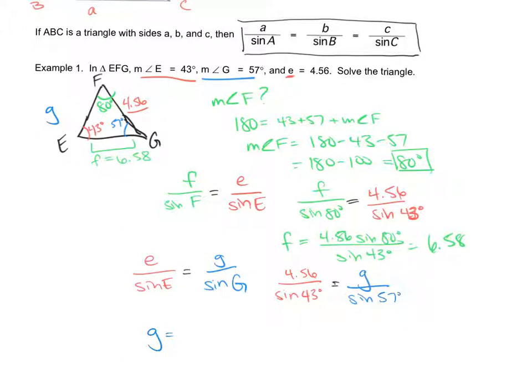G is going to be 4.56 divided by the sine of 43 degrees times the sine of 57 degrees. I now have something I can plug into my calculator, and when I do that, I get the length of side G is equal to 5.61 units. So in our diagram, G equals 5.61. We now know all 3 angles, and we know the length of all 3 sides, so we have now successfully solved the triangle.